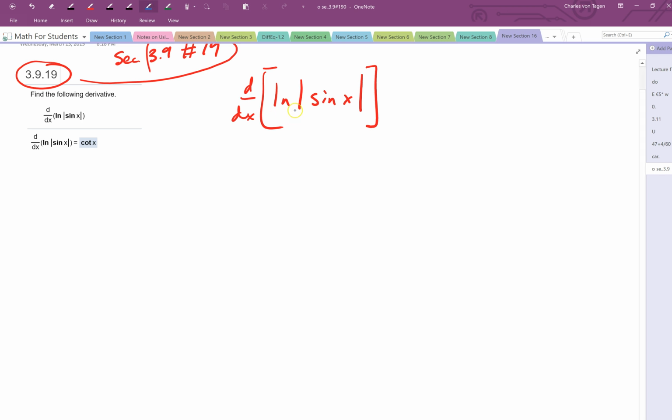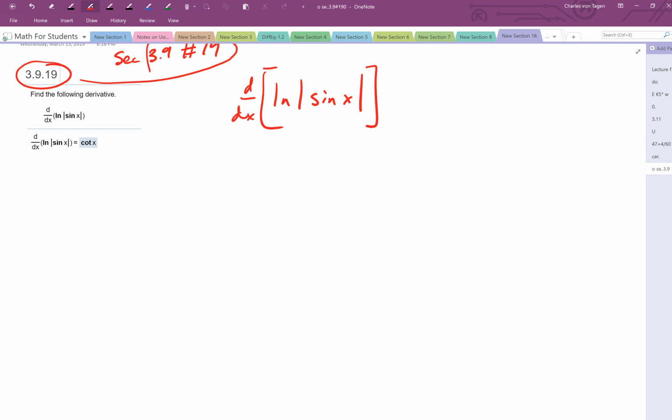So what am I taking the natural log of? I'm taking the natural log of the absolute value of the sine of x. So I don't have two separate functions that I'm multiplying together here. Remember, ln on its own means nothing. It's not until you take the natural log of something that you actually have a function. And so when I look at this, I only see one factor here, so it's not a product rule. Instead, I have functions nested inside of other functions.